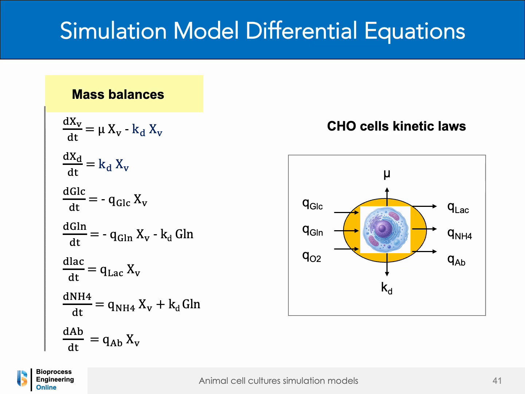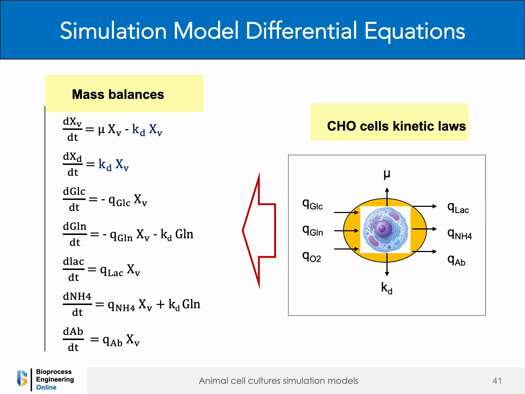With the exception of dissolved oxygen, whose balance is represented by an algebraic equation, the mass balances for all culture components are differential equations. They describe how the concentration of each component changes over time as a function of the corresponding specific cellular rates. Because these specific rates depend on the composition of the culture medium, the mass balance equations must be coupled with the cellular kinetic laws, which describe how the rates vary with nutrient and metabolite concentrations.